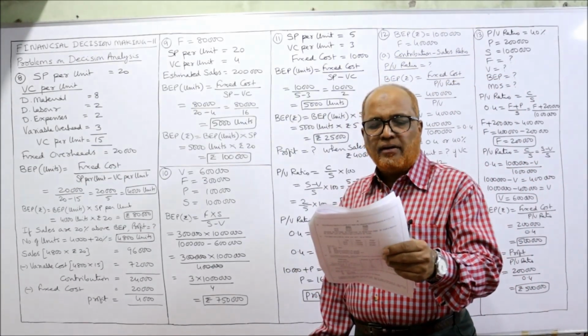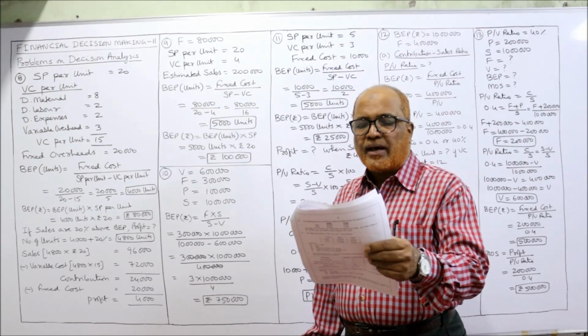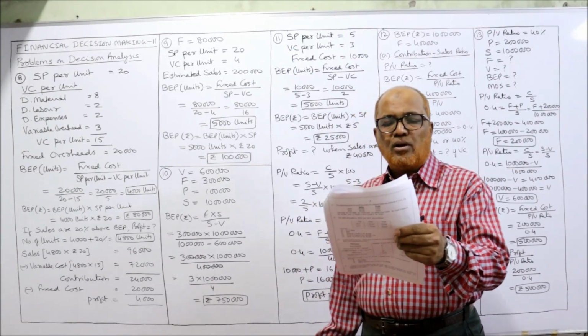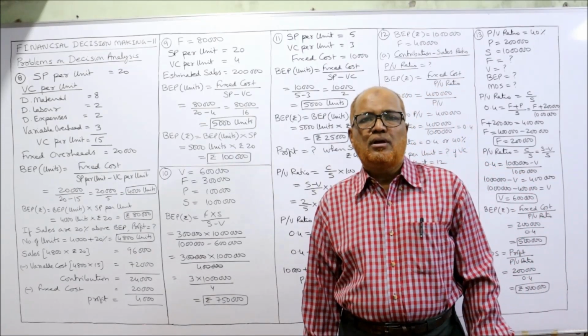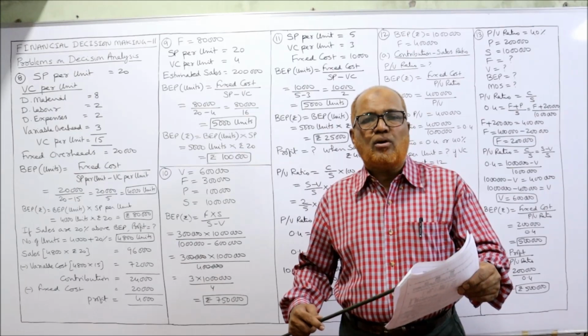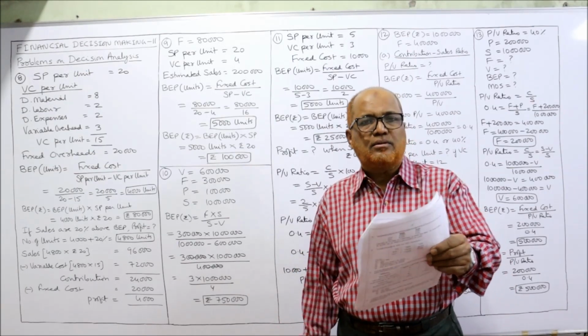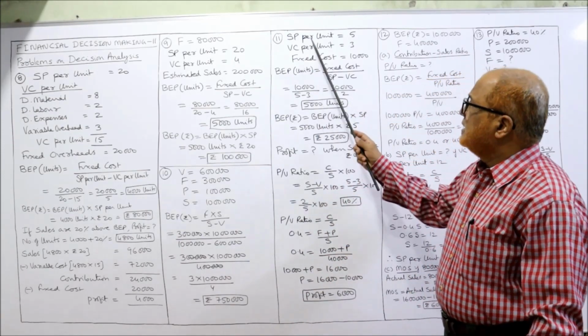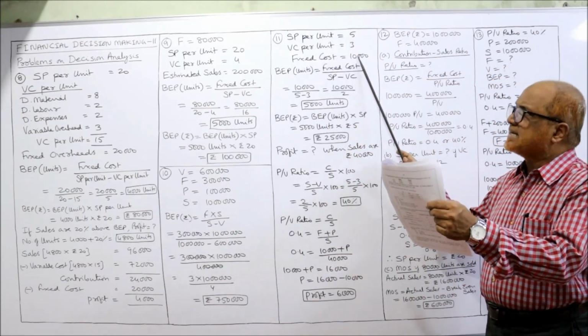Find out BEP and profit from sales of 40,000 when selling price is 5 rupees, marginal cost is 3 rupees. What do you mean by marginal cost? Variable cost. So indirectly it is saying marginal cost means variable cost. So variable cost is 3 rupees, fixed expense of 10,000. Easy problem. Selling price 5 rupees, variable cost 3 rupees and fixed cost 10,000.